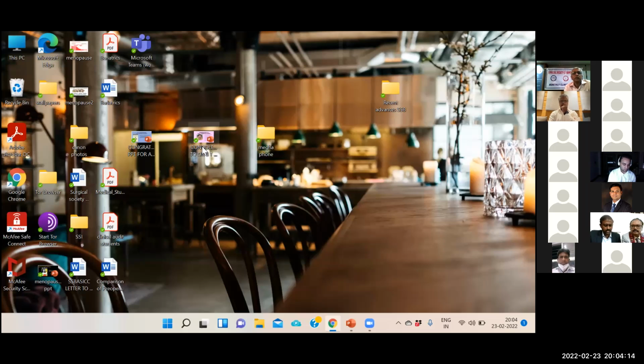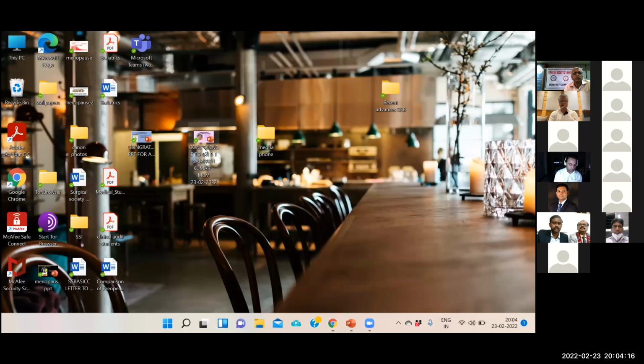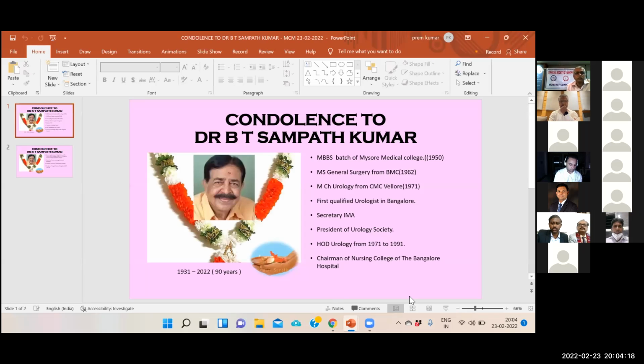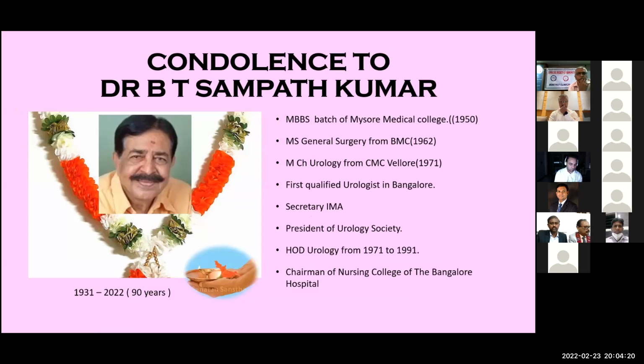First, we have a condolence. It is to our late Dr. B.T. Sampath Kumar, who was a life member of SSB and a past president of SSB from 1994 to 1995. He passed away on Sunday, 30th January 2022, and it is a big loss for the SSB.